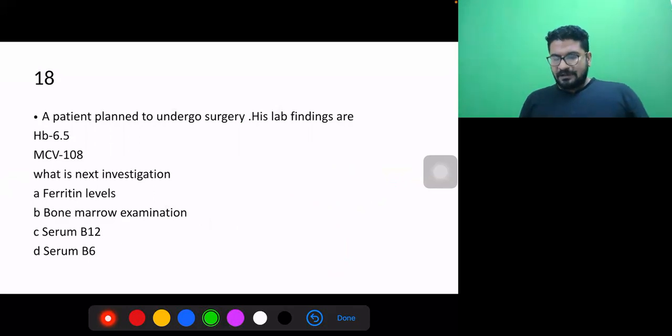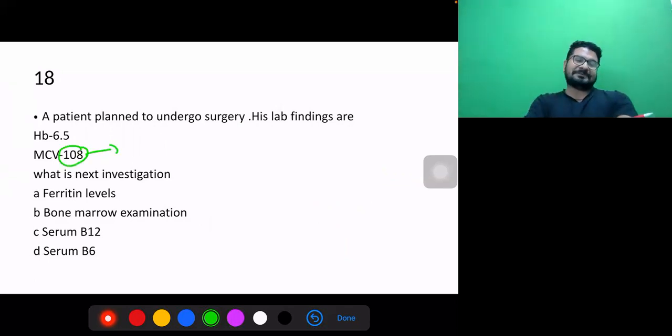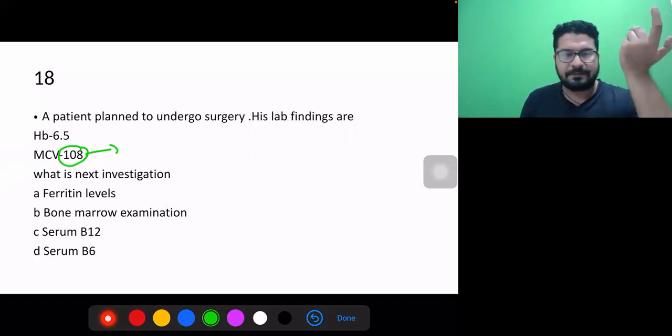Patient planned to undergo surgery. Lab findings are hemoglobin 6.5, MCV 108. MCV 108 means again, this time the examiner's favorite topic was megaloblastic anemia. So understand this, MCV 108 means it could be B12 or B9. So the next investigation will be either a serum assay of B12 or serum assay of B9.